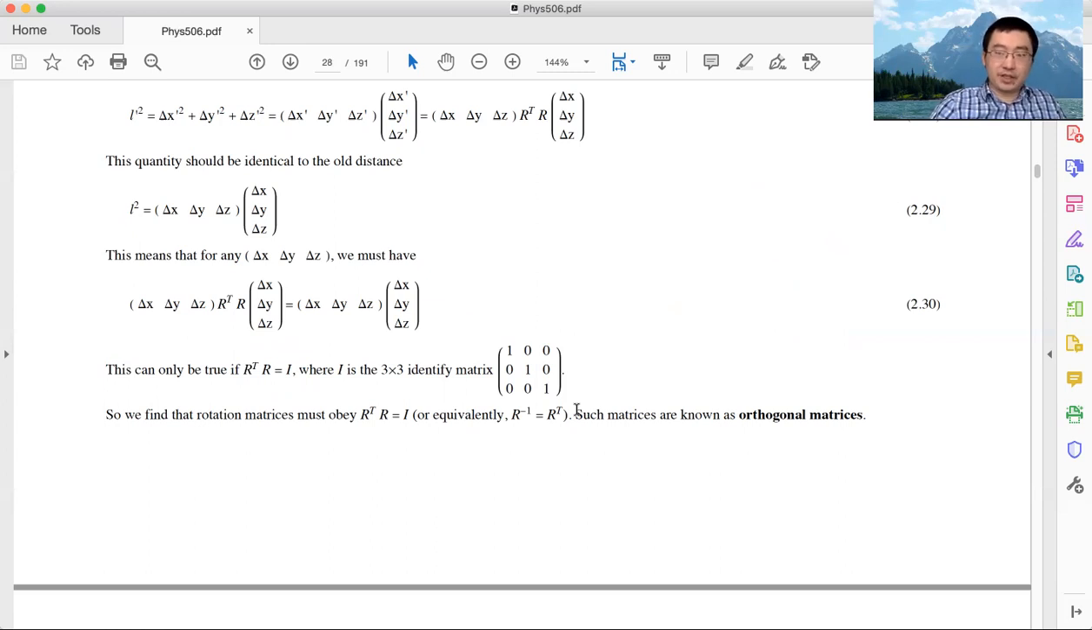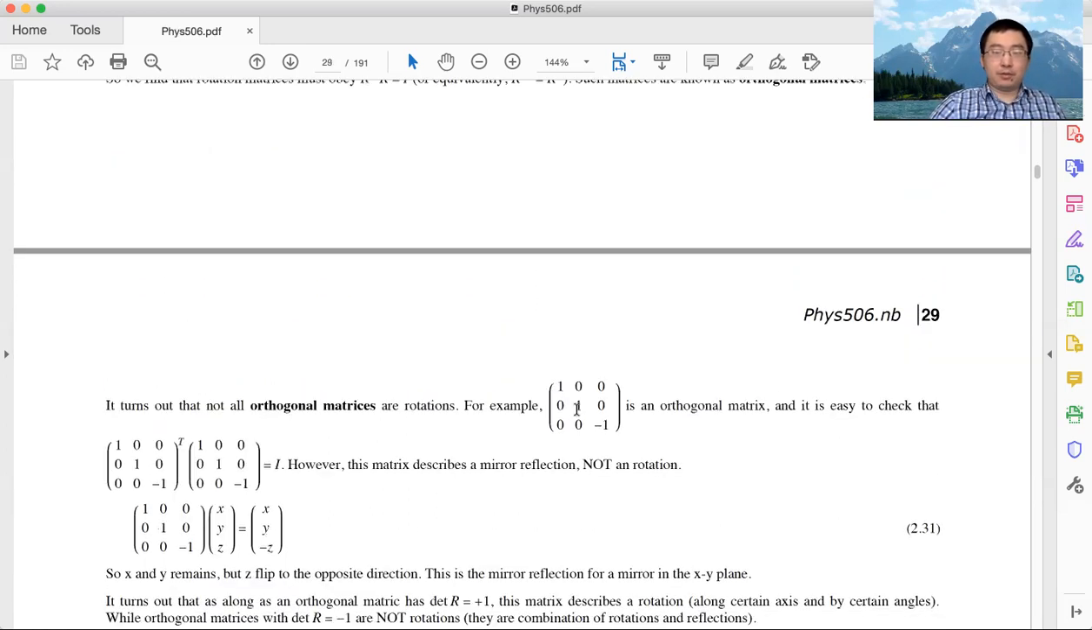So from this example, we can see that all rotations must be orthogonal matrices. All rotational matrices must be orthogonal matrices. But the inverse is not quite true. Orthogonal matrices are not necessarily rotations. For example, this orthogonal matrix is not a rotation.